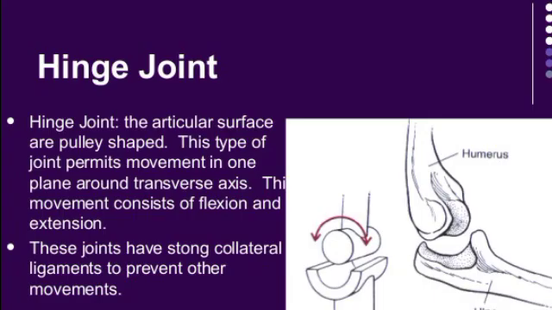The next type is hinge joints. Joints which permit angular movement in one direction are called hinge joints. The articular surfaces are pulley shaped. This type of joint permits movement in one plane around a transverse axis. The movements of these joints are called extension and flexion. Examples are the knee and ankle joints, and the humerus and ulna at the elbow. These joints have strong collateral ligaments to prevent other movements.